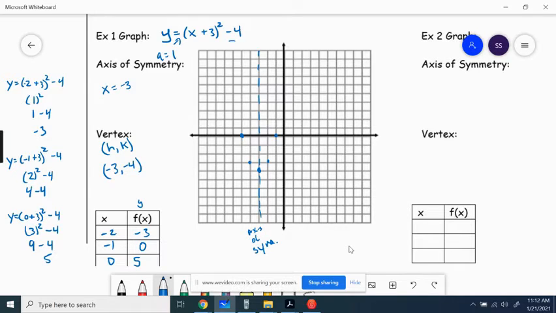All right, so let's plot that out. I'm going to go over 0, up 1, 2, 3, 4, 5. Okay, and again, I'm 3 spots away from the axis of symmetry to the right. So if I go 3 spots to the left, 1, 2, 3, there will be another point there. All right, so here is my parabola.